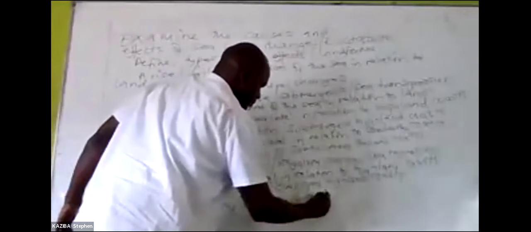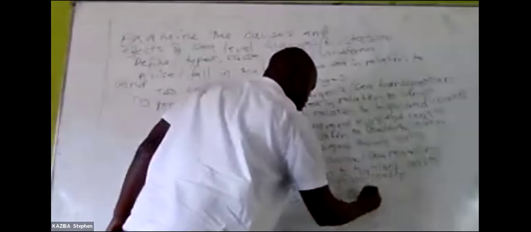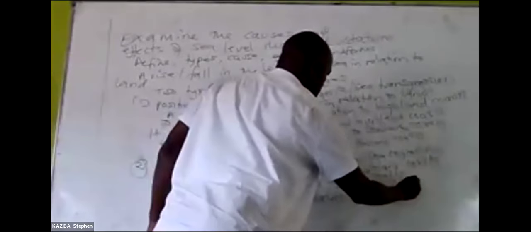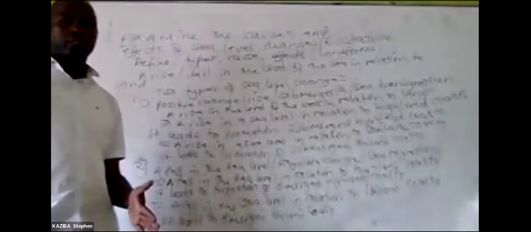Then, where there is a fall in the sea level in relation to lowland coasts, it leads to the formation of emerged lowland coast. So once you know this, then the topic is very easy.